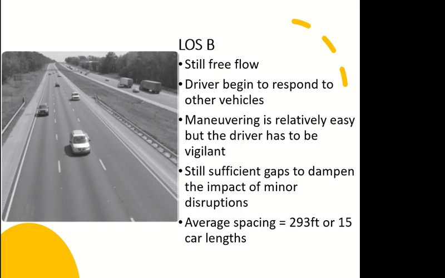Level of service B is still considered free flow, so your speed is still very high, but your spacing is less. You are not reducing your speed, but you can feel the other car is closer to you. So you are more vigilant, more careful, but you are careful at high speed. You still have gaps available to absorb any traffic disruption. You can still maneuver around the other car and continue on your way.